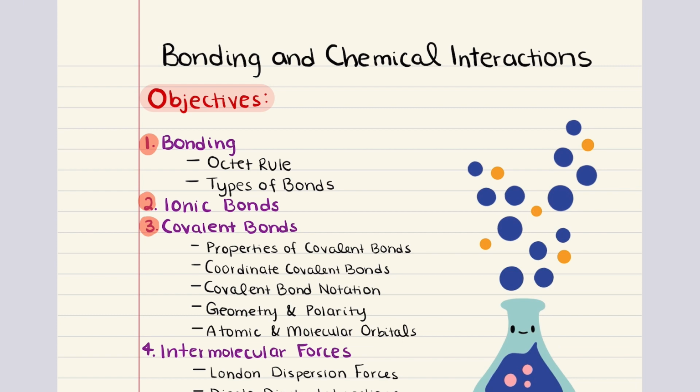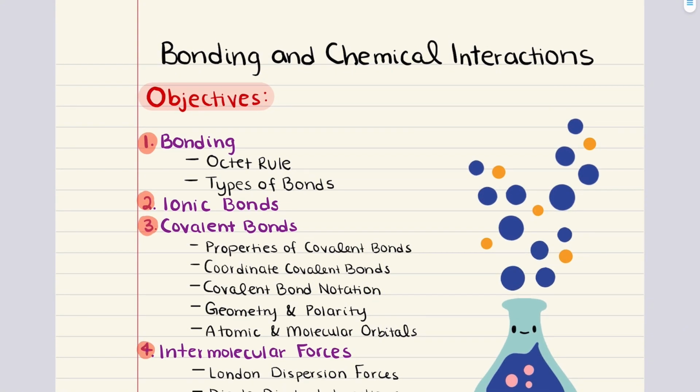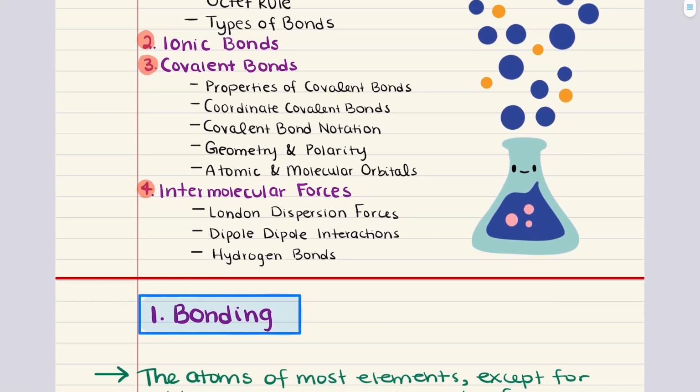Last, we're going to discuss intermolecular forces. So we're going to specifically cover London dispersion forces, dipole-dipole interactions, and hydrogen bonds. We're also going to learn to order the intermolecular forces from strongest to weakest and predict what intermolecular forces are possible for a given interacting molecule.